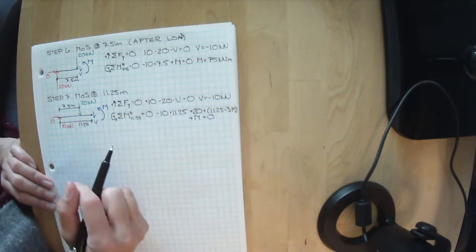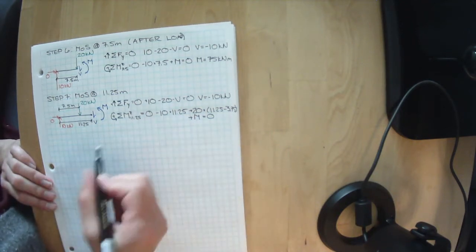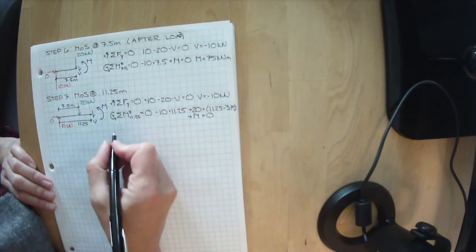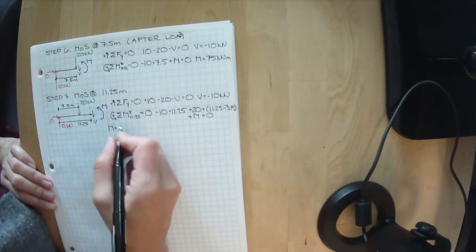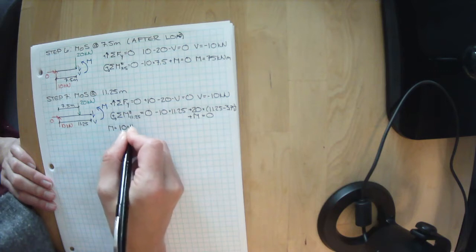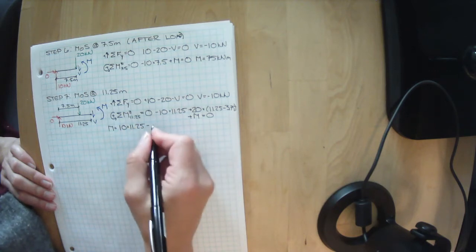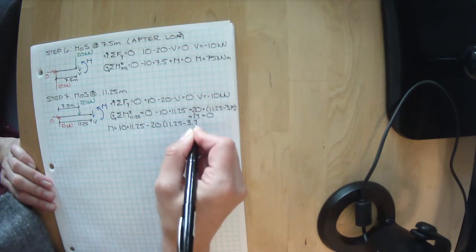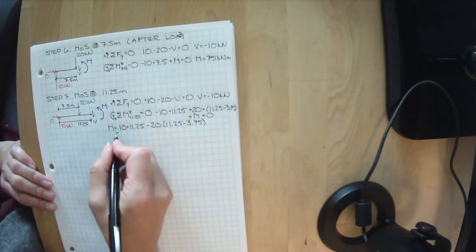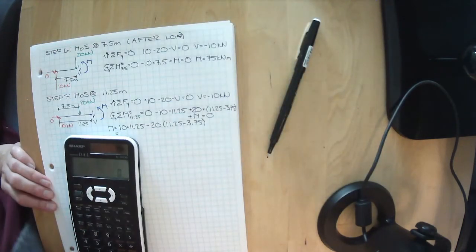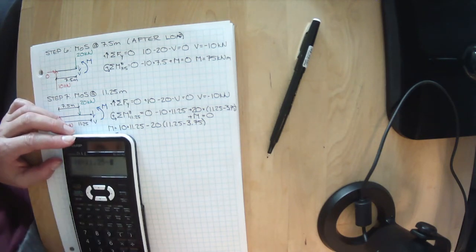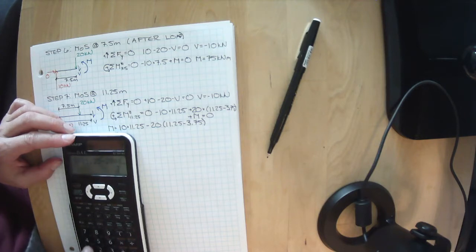Sorry, I should have written that down a line, but you can see that this is all one equation here. We can rearrange this, so we'll bring all of this over to the other side. I'm just going to rewrite it for you. So m equals 10 times 11.25 minus 20 times 11.25 minus 3.75.